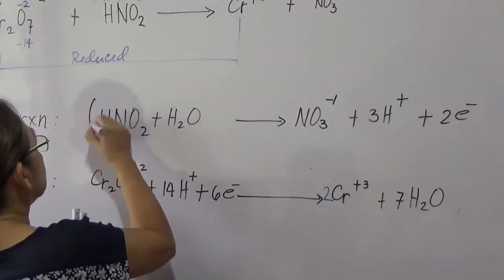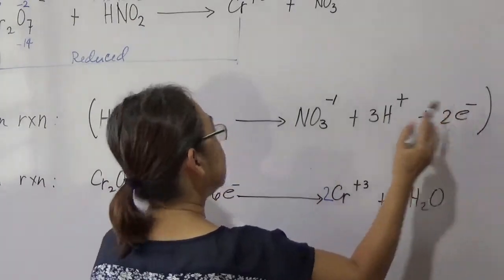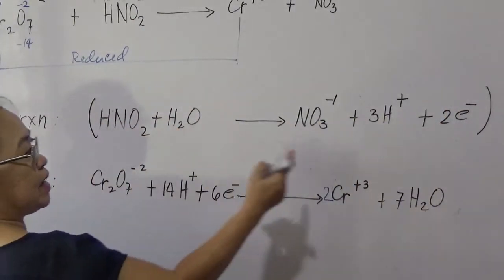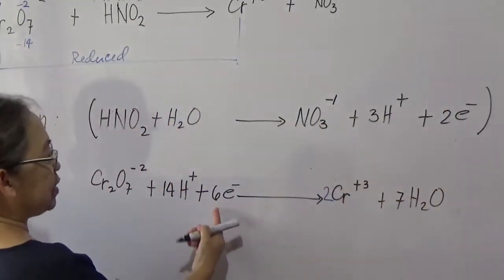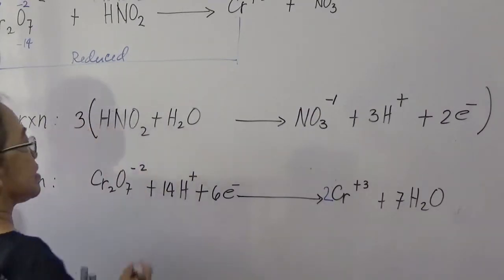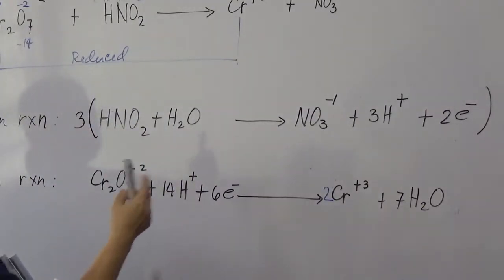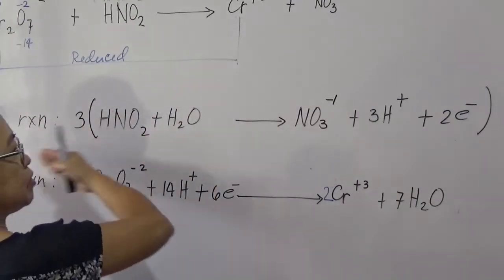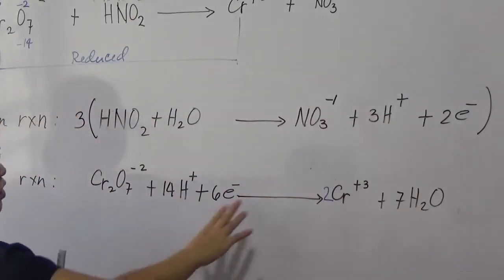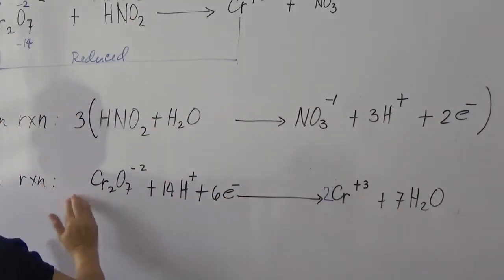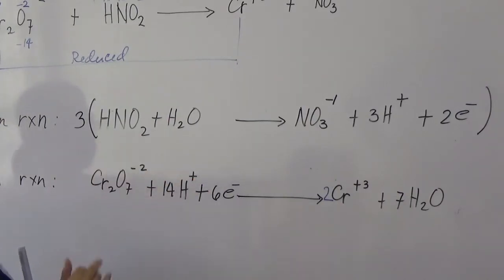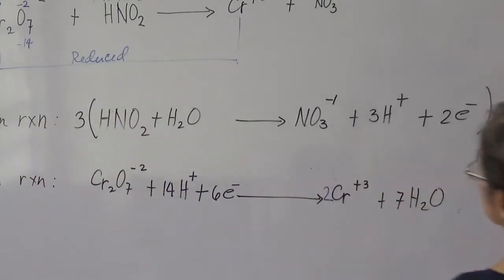So what you're going to do is multiply the whole equation by 3, to make it 6 equal to this one. Since you multiply electrons by 3, everything will be multiplied by 3. Since they already have the same electrons, this half reaction will not be multiplied by any number. Because our purpose here is that the two half reactions must have the same number of electrons. I'll just rewrite it here.